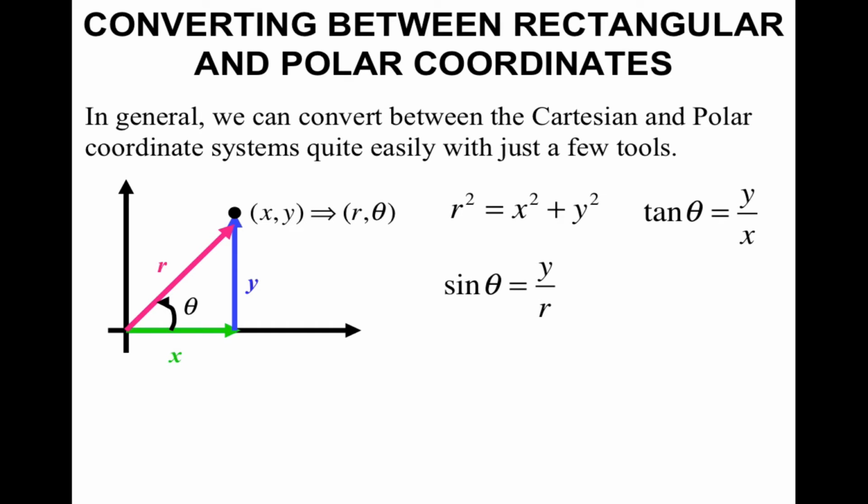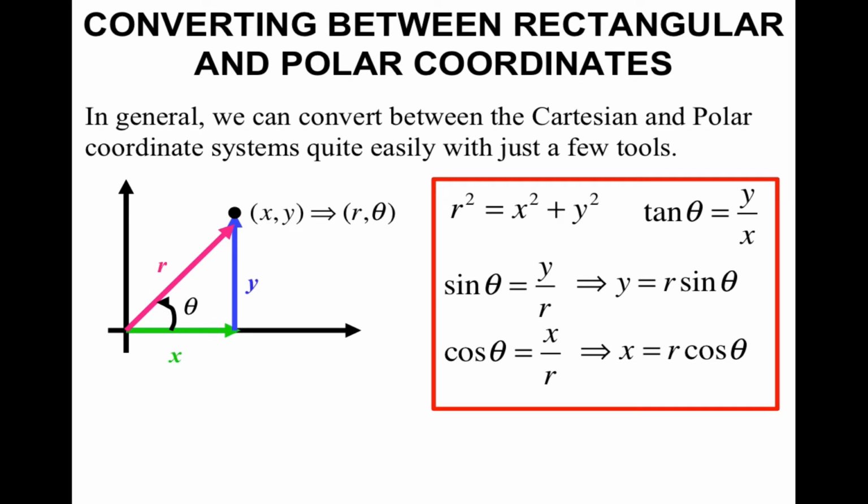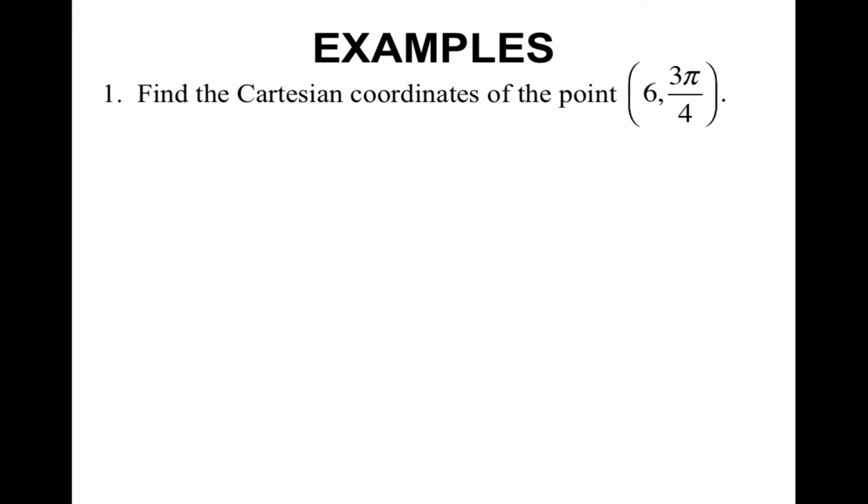And we also have that sine theta would equal y over r. Therefore, y would equal r times sine theta. And we have that cosine theta is equal to x over r, which means x equals r times cosine theta. So these are the tools that you're going to need to convert between polar and rectangular coordinates. All right, so for example, find the Cartesian coordinates of the point 6, 3 pi over 4.